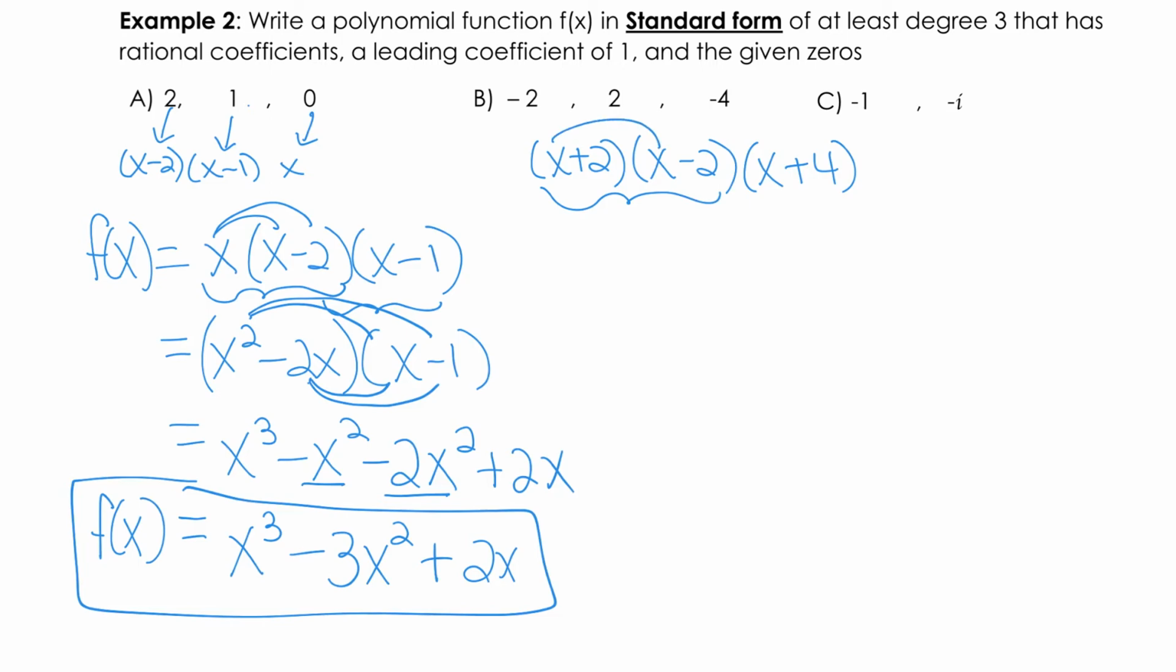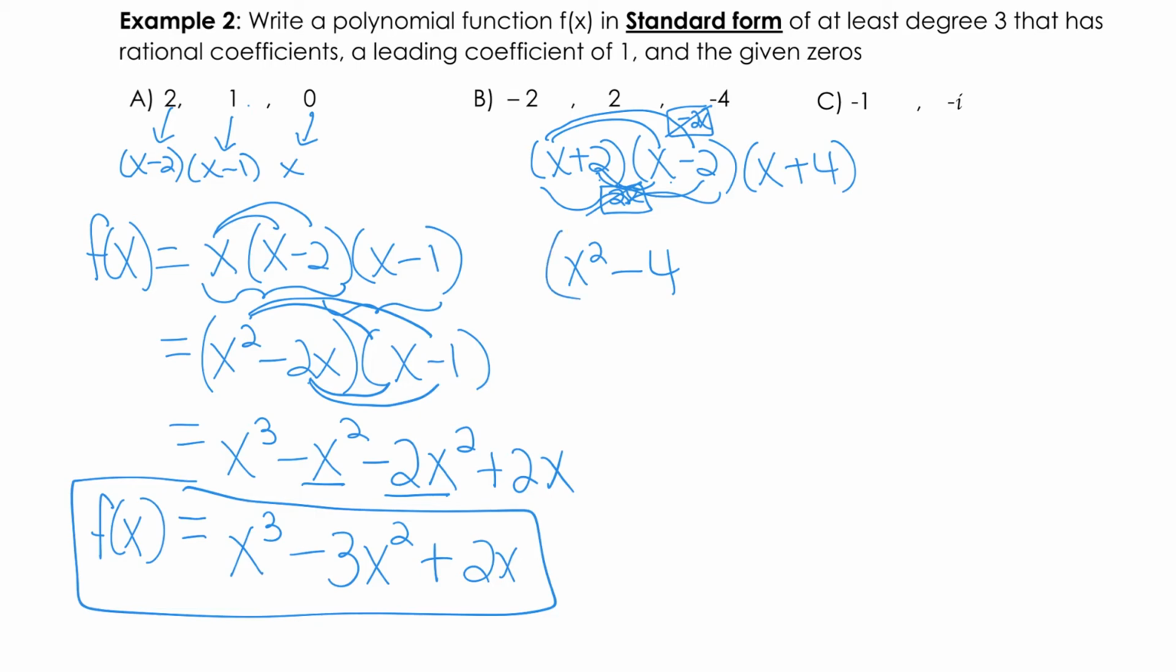So x times x is x squared. Now notice when I do this, this would give me a negative 2x, but then when I do this, positive 2x, the positive 2x and the negative 2x, they cancel. And then 2 times negative 2 is negative 4. You should recognize this as a difference of squares. So if you recognize that you've got two factors that would make a difference of squares, you can go ahead and do that.